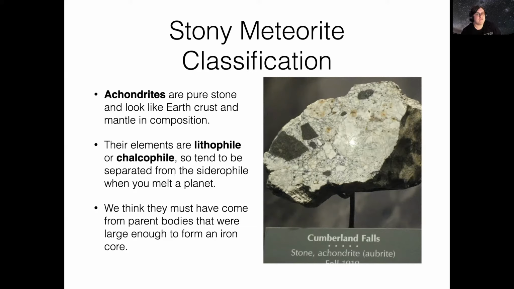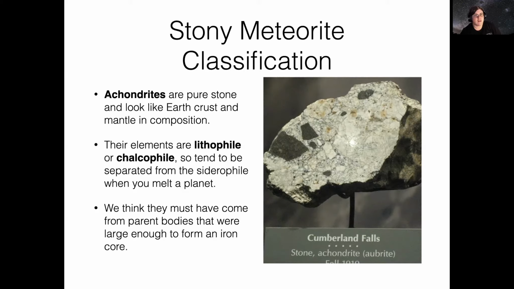So we can imagine that achondrite stonies, irons, and stony irons all represent the different layers of a body like Earth or the moon that was broken apart. The iron and nickels are from the core, the achondrites are from the mantle and crust, and the stony irons from the core-mantle boundary.